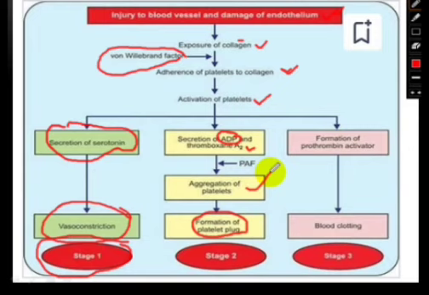While platelets have gathered themselves around the injured site, they together form a platelet plug, which further reduces bleeding from the injured tissue or vessel. And that simply explains stage 2 of blood coagulation.